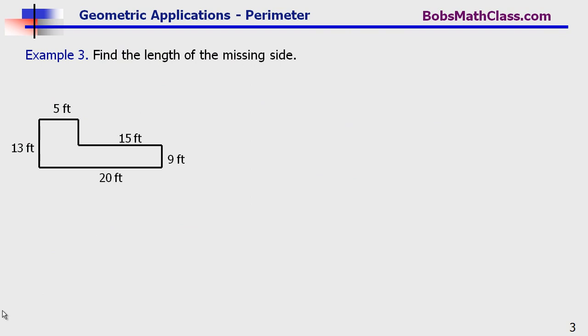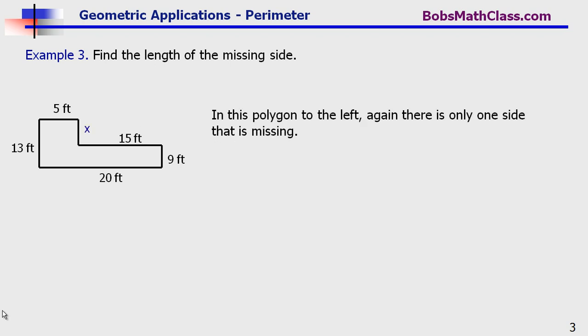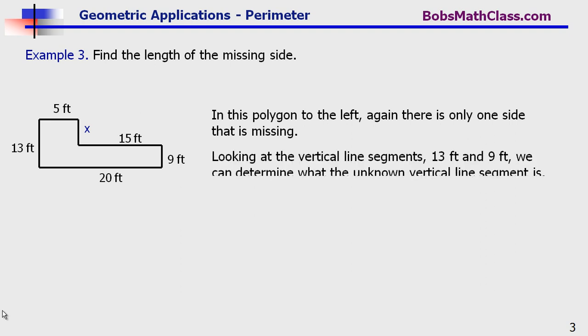Okay, well, here's another problem. Find the length of the missing side once again. So let's take a look at it and see which side is missing. Yeah, I put a little X there so we could say it's that vertical line segment. Now, looking at all the vertical line segments, we have that larger one on the left, that's 13 feet, and that smaller one on the right, that's 9 feet. So we can determine what the unknown vertical line segment is.